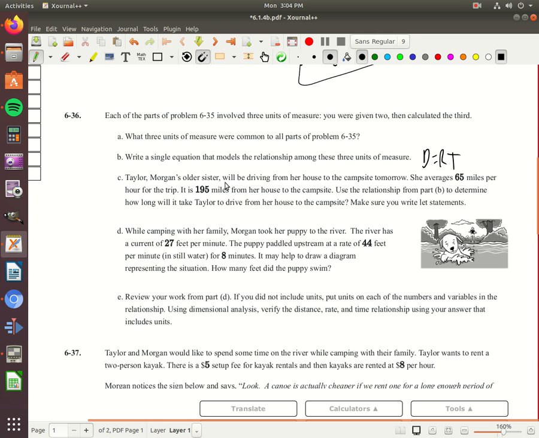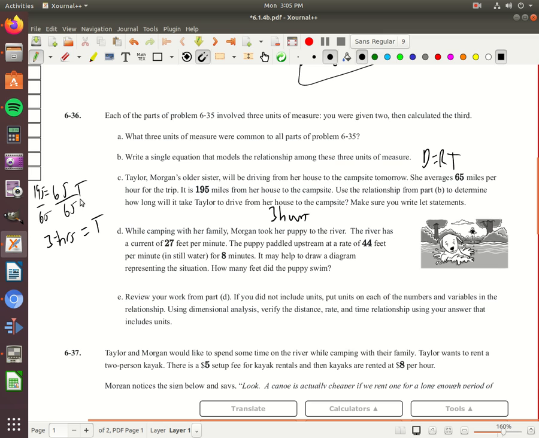Taylor, Morgan's older sister, will be driving from her house to the campsite tomorrow. She averages 65 miles per hour, so that's going to be her rate. It's 195 miles, so that's her distance. So the question is, what's the time? Well, we can divide by 65, and we can see that 3 hours equals the time.